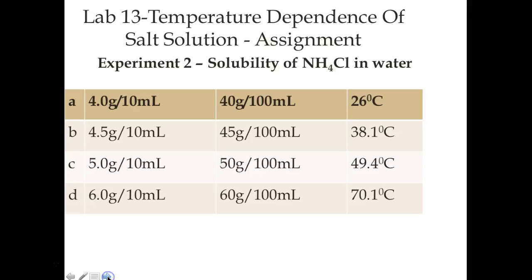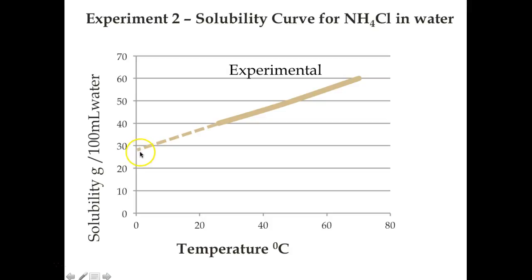I get another set of data for the ammonium chloride, experiment 2, and again you just multiply both the numerator and the denominator by 10. So 40 grams per 100 mL, the starting point is 26 degrees, and as you get up to 70.1 degrees, you can see that from 40 it went up to 60 grams. So the amount of ammonium chloride that you were able to dissolve in the same volume of water gradually increased. Then you get another plot like so, which again shows that the intercept here is around 29 grams per 100 mL of water.